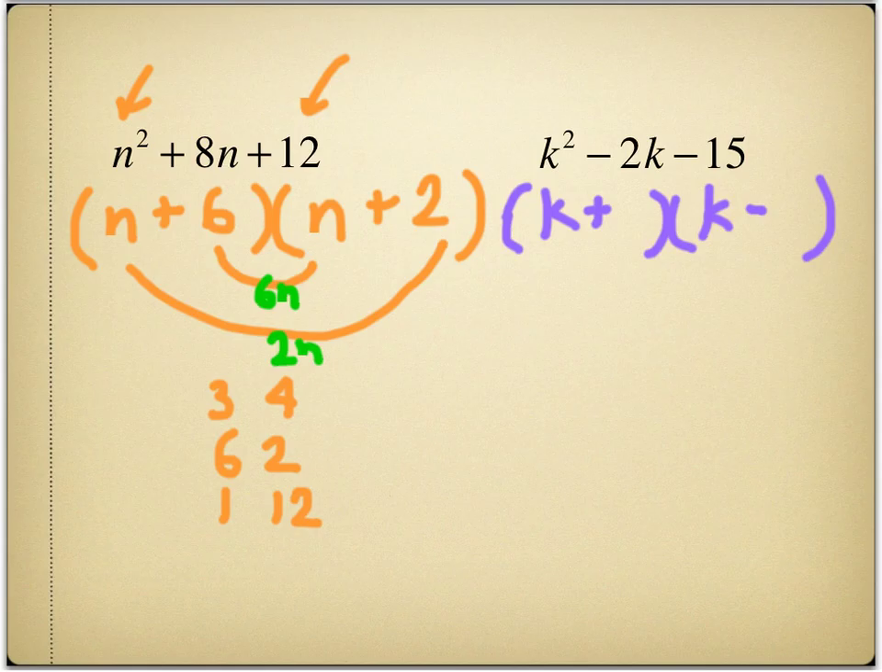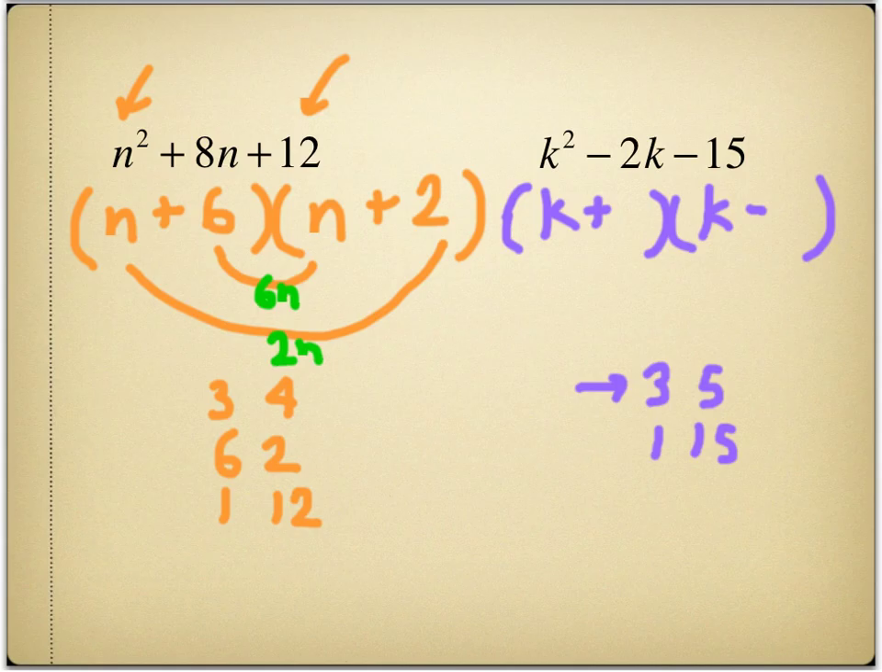So again, if we think of some options to get 15, well, 3 and 5 are the ones that come to mind first. 1 and 15 are probably my other options, but 3 and 5 is going to be it, because once again we have to get that negative 2 in the middle. So 3 and 5 are certainly 2 factors that differ by 2.